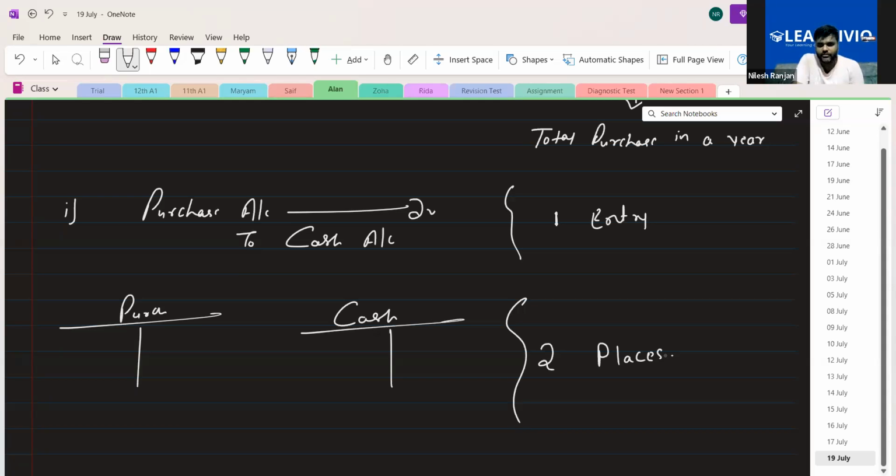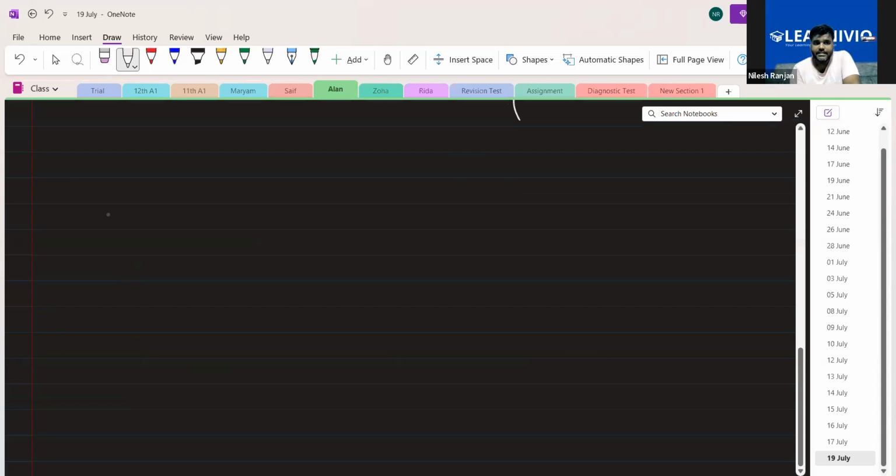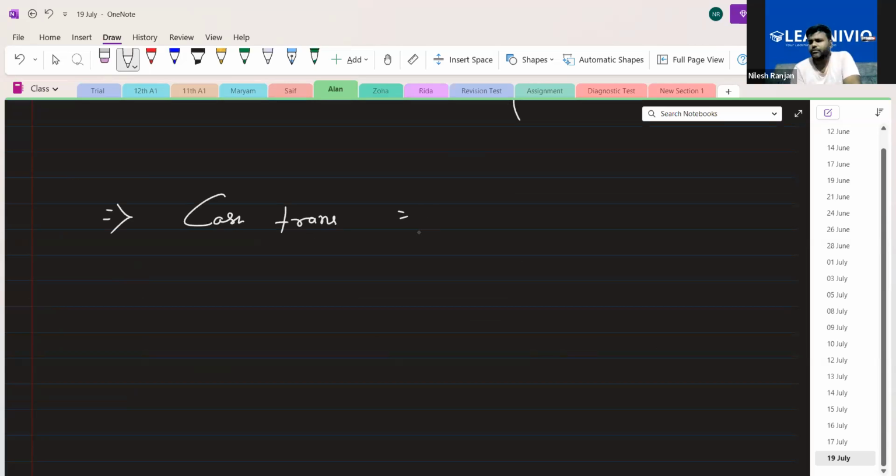That's the restriction here. Like ledger, we cannot record this purchase account debit to cash in both purchase account and cash account. If it is a cash transaction, anything that is in cash, either purchase, sale, expenses paid, income received, all the cash transactions will be recorded in cash book only.